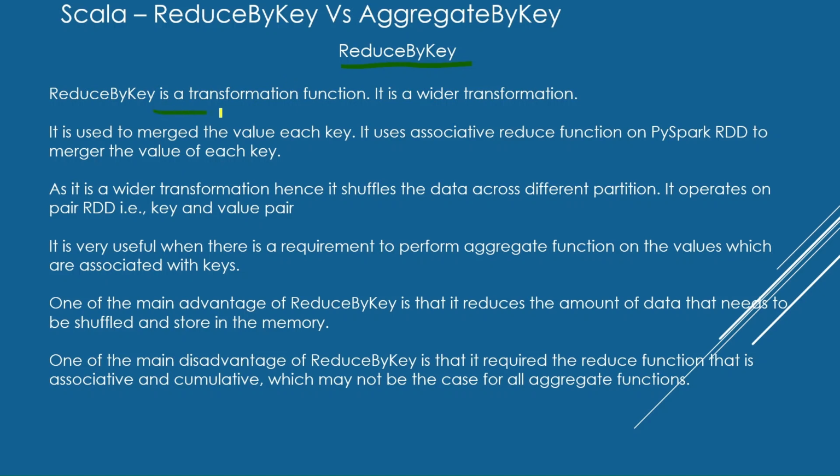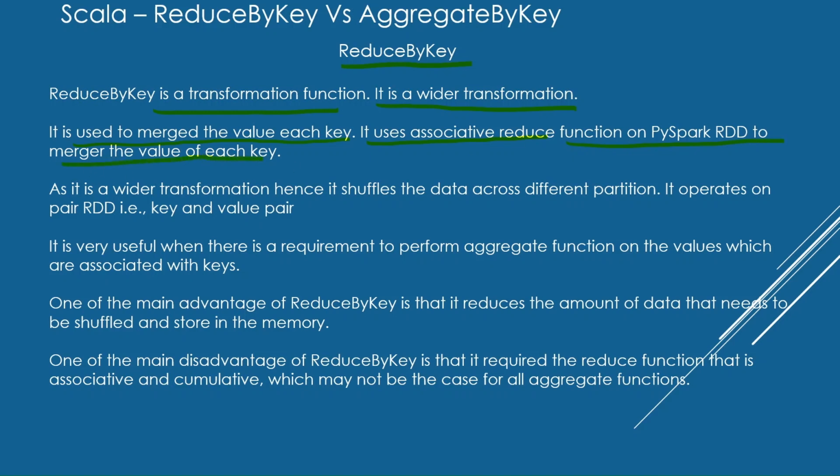reduceByKey is a transformation function and it is a wider transformation. What does it mean? It means that data will be shuffled across different executors over the network. It is used to merge the values of each key. It uses an associative reduce function in PySpark to merge the values of each key.